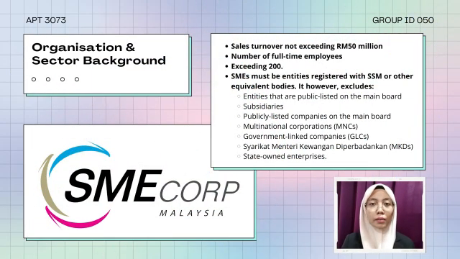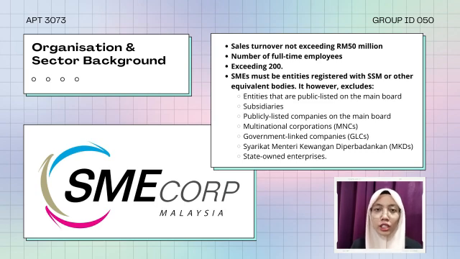Organization and background. SME can be defined according to size, turnover, and activity. There are two broad categories: manufacturing, manufacturing-related services, and agro-based industry. Based on SME Corp Malaysia 2021, sales turnover and number of full-time employees are the two criteria used in determining the definition. The first is for the manufacturing sector, where SMEs are defined as firms with sales turnover not exceeding 50 million ringgit Malaysia, or number of full-time employees not exceeding 200 workers. The second is for the services and other sectors, where SMEs are defined as firms with sales turnover not exceeding 20 million ringgit Malaysia, or number of full-time employees not exceeding 75 workers.